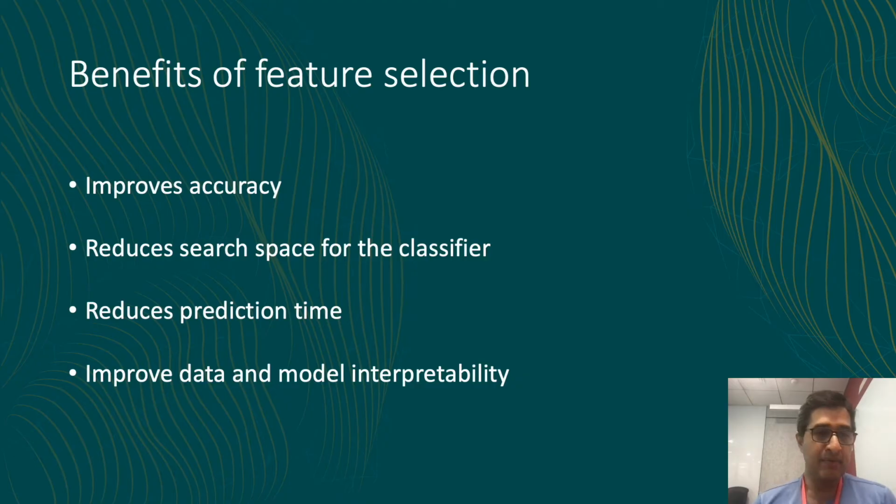Feature selection has multiple benefits. It improves the overall accuracy of your models. It reduces the search space that the classifier has to search in terms of the features being used. There is a reduced prediction time because a lesser number of features are being used. Therefore, the classifier or the regressor can be much quicker. And then, of course, from an interpretability point of view, there are fewer features to be interpreted, especially in the L1 norm case. The lasso helps you out there.